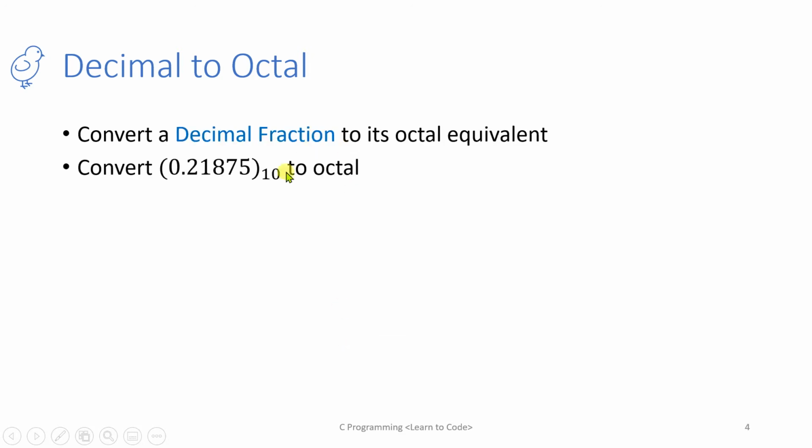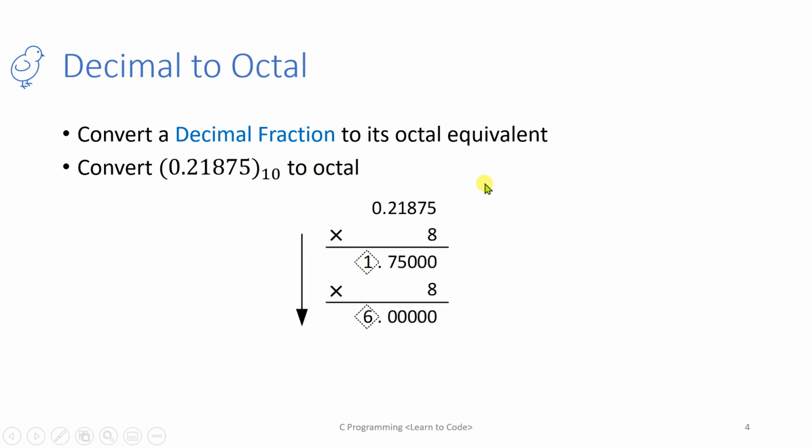Now the next part, if a fractional number is given, how to convert it into octal? So here the question is 0.21875 in base 10 is how much in octal? So if you recall again, in the previous lecture, we have discussed when a fractional decimal number is given, how to convert it. Okay. So by recalling that, in this particular case, the base is 8. So whatever we did, we will perform the same operation using the base 8. So we can see here.